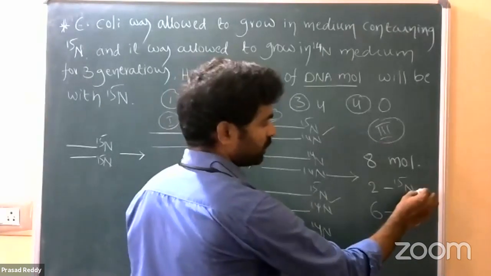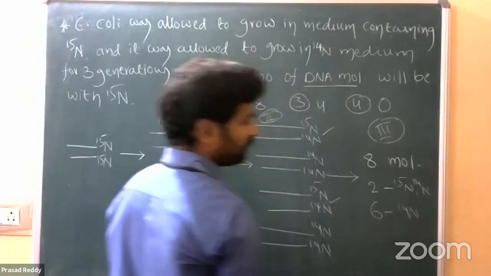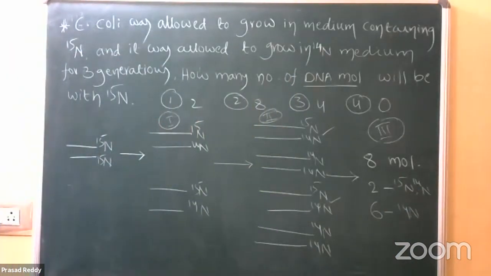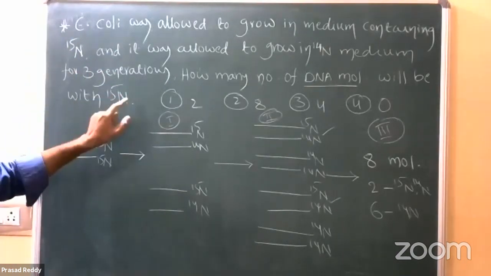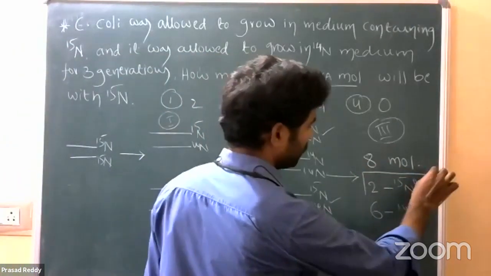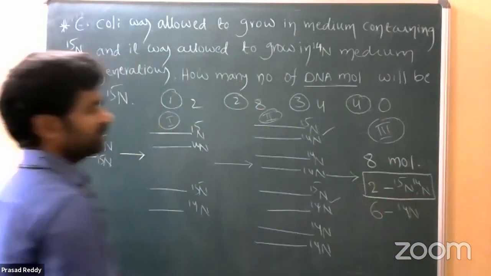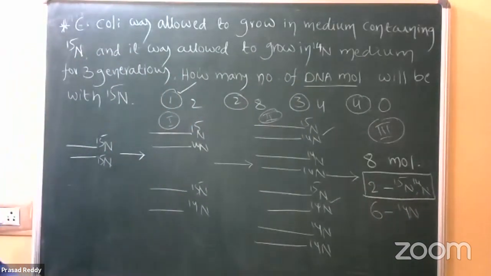But the 2 DNA molecules having N15 strand also have an N14 strand. Yes, N15 and N14 strand. But they are asking just how many DNA molecules will be with N15. So the N15-containing DNA molecules are 2 only. So this is the correct answer. Not both strands; any one of the DNA strands has N15. So 2 DNA molecules will be with N15. So note it down.